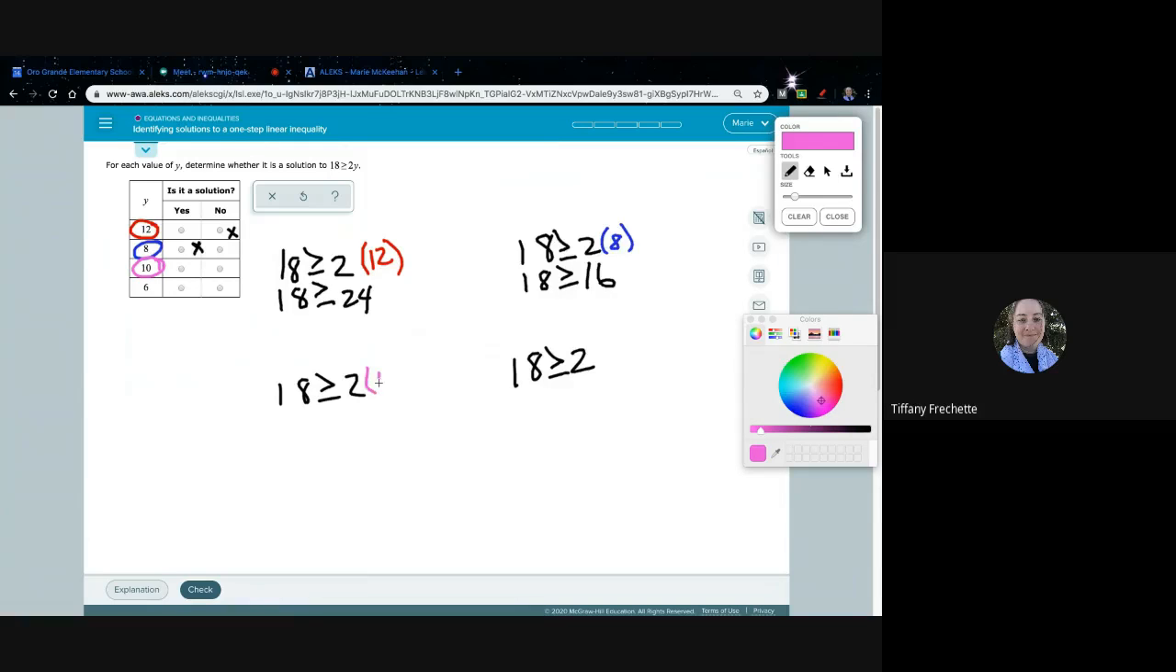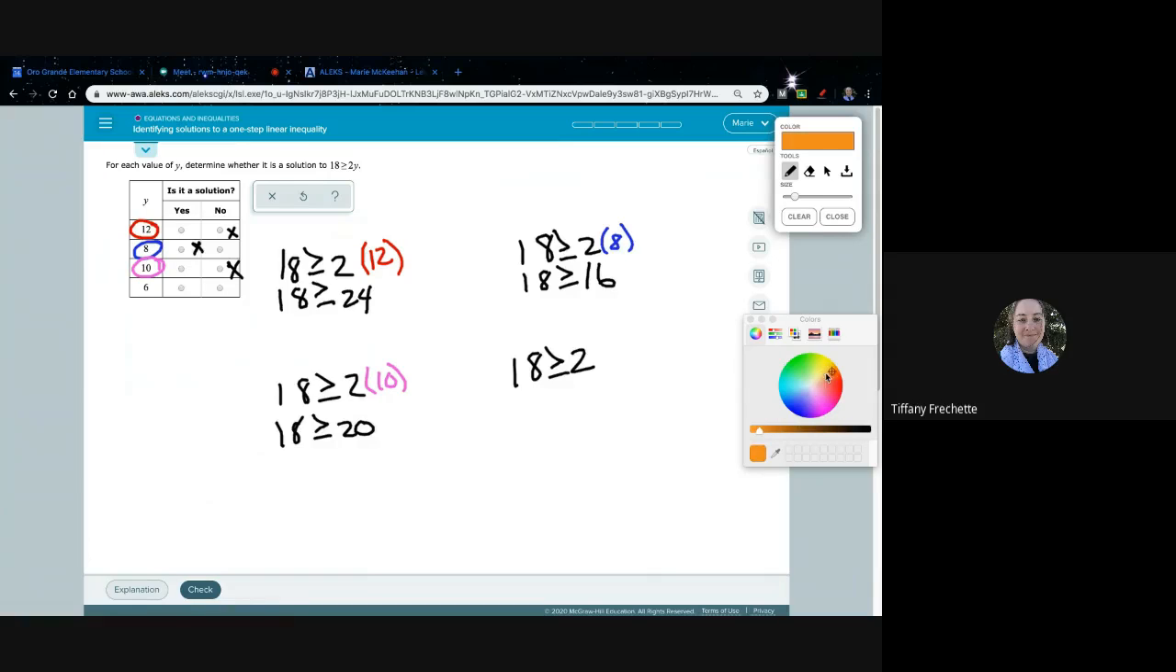So we are going to plug in 10 here. And so we have 18 is greater than or equal to 2 times 10 is 20. So 18 is greater than or equal to 20. Well, that's not true. 18 is not greater than 20.